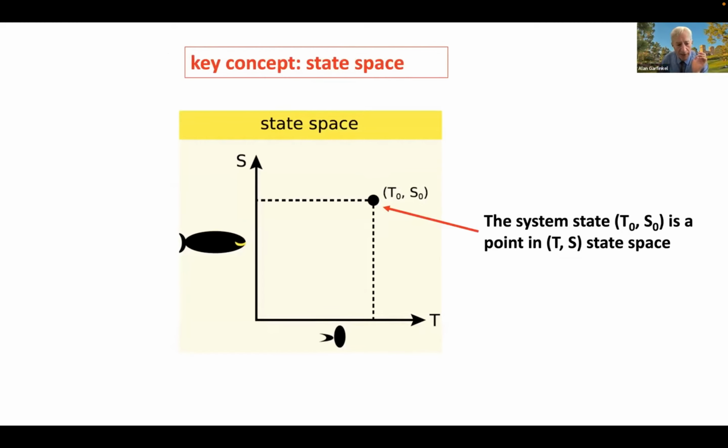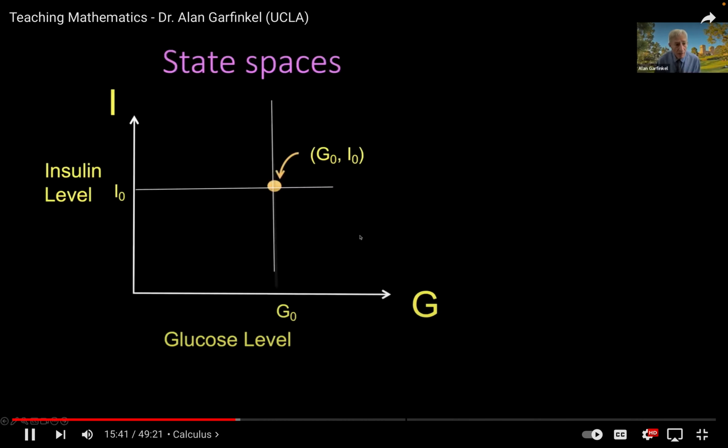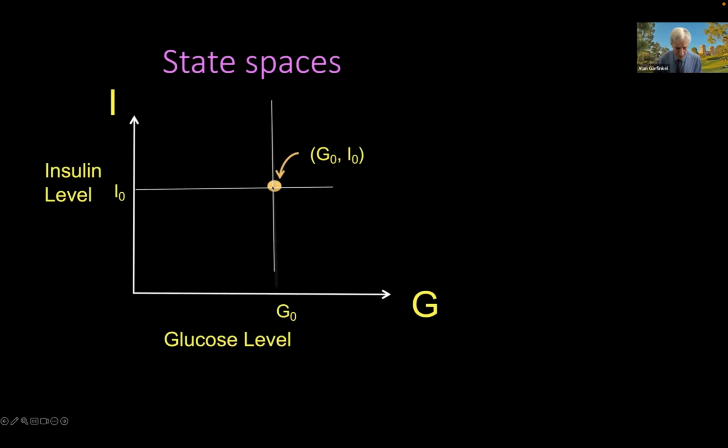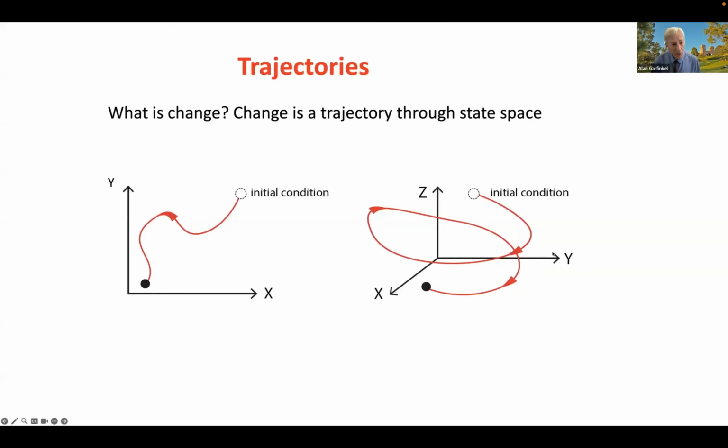The first one is the concept of state space. This is a geometric space in which the system state, T0, S0, number of tuna, number of sharks, is a point in tuna-shark space. In a patient, the levels of glucose and insulin are a point in glucose-insulin space. And then over time, that state point moves around in state space. And that's what change is.